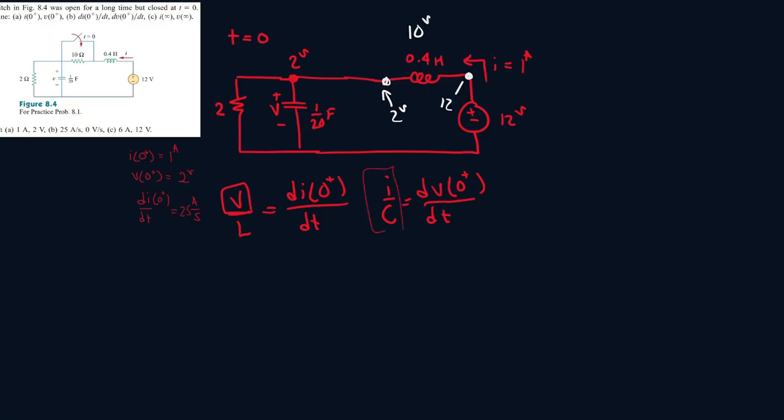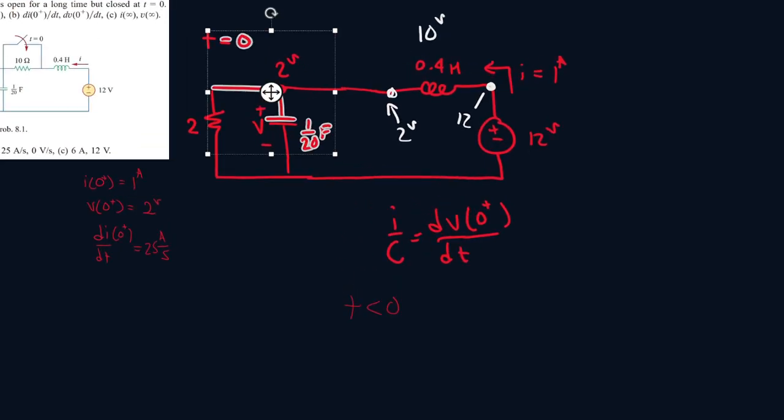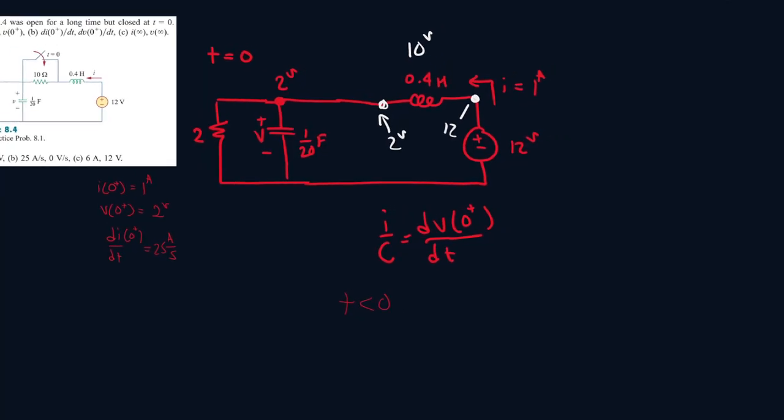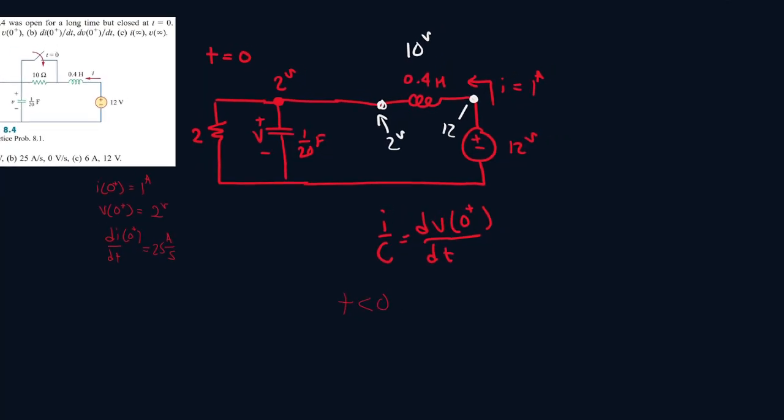Now for this one, let me erase all of this. Recall that when t was less than 0, the current passing through this capacitor was 0 amps, and that's not going to change instantaneously when we close the switch. So the current passing through this capacitor when t is equal to 0 is 0. So we have dV at 0 plus over dt equals 0 amps.